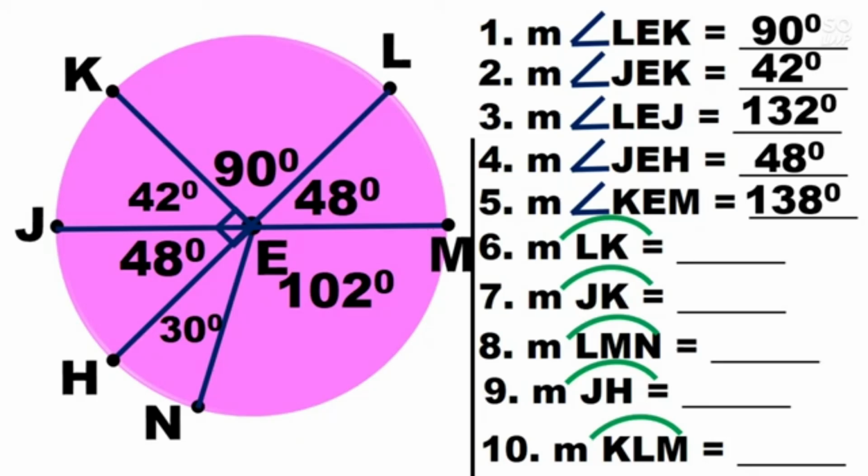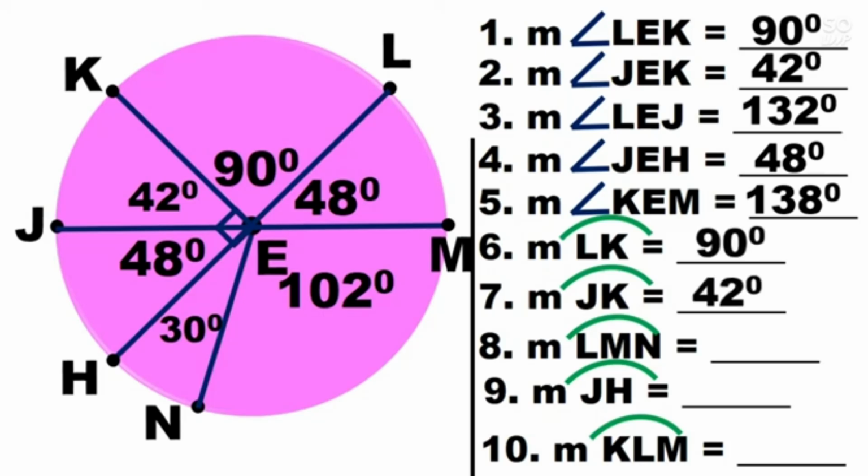Okay, next, number 6, which is arc LK. Okay, recall lang natin na kung ano yung sukat ng central angle, yun yung sukat ng arc. Kung ano yung measure ng central angle, yun din yung measurement ng intercepted arc. Okay, so arc LK, since ang central angle ng arc LK is 90 degrees, therefore arc LK is also 90 degrees.